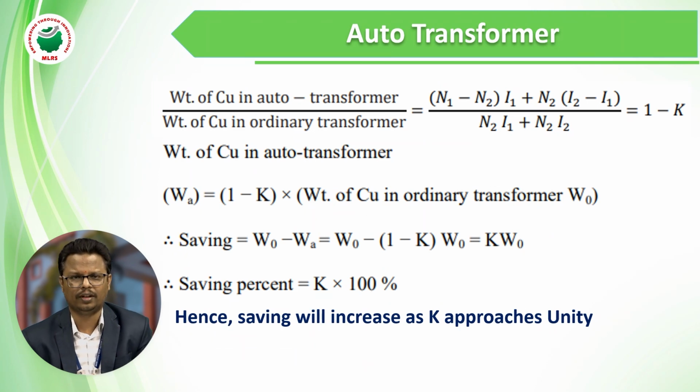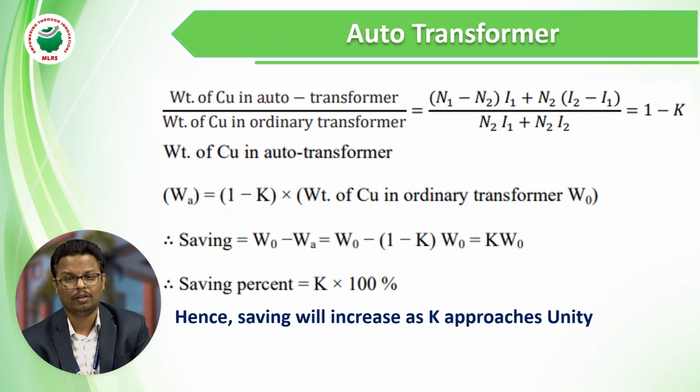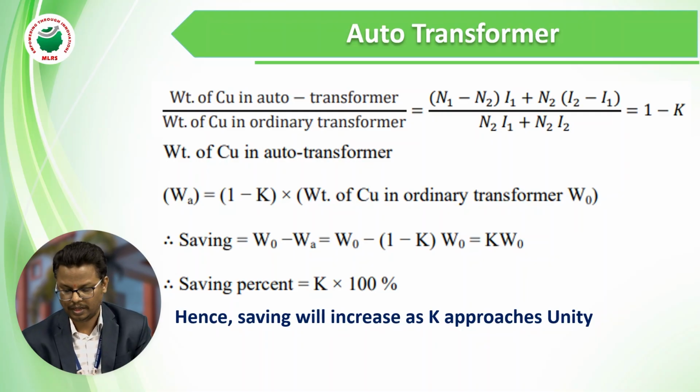So now, to find the formula for the copper saving, we take the total weight of copper in the auto transformer divided by the total weight of the two winding transformer. We know (N1 minus N2) into I1 plus N2 into (I2 minus I1) is the total auto transformer copper weight, and N1 I1 plus N2 I2 is the total copper weight of the two winding transformer. If you take it, then we will get the equation 1 minus K. Okay, here K is the transformation ratio.